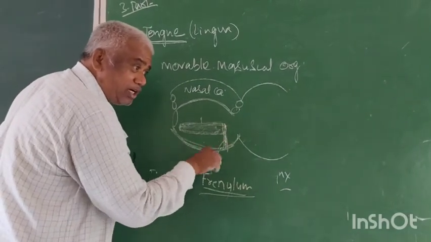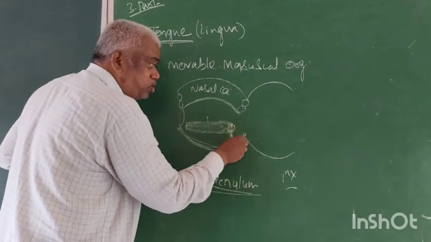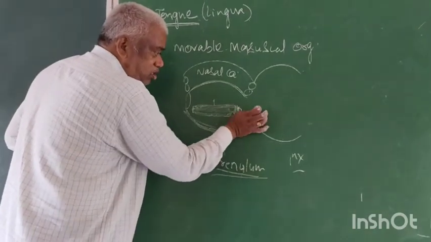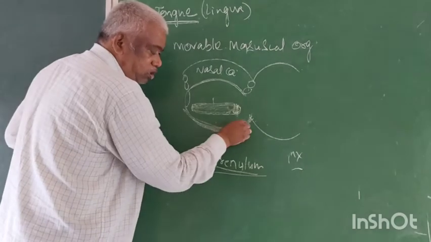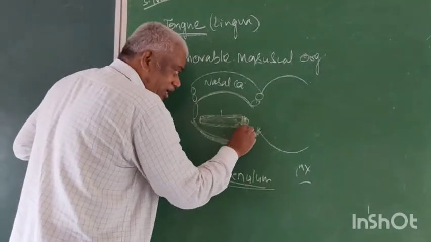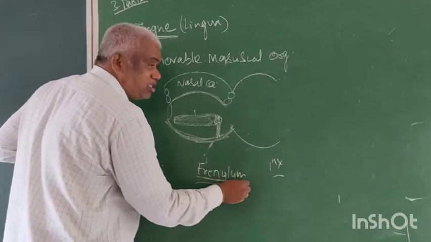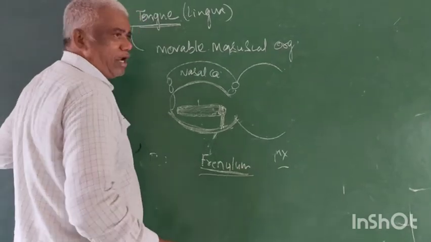Which part of the tongue is connected to what? The posterior part of the tongue is connected to the floor of the buccal cavity by a connective tissue. That is called the frenulum. Right. Now come to this.